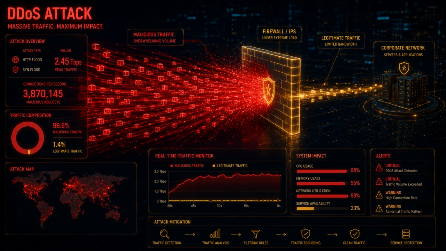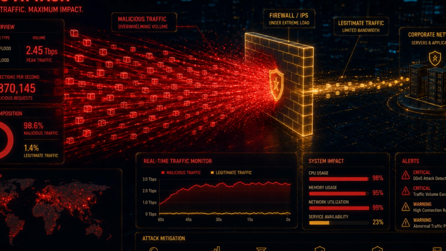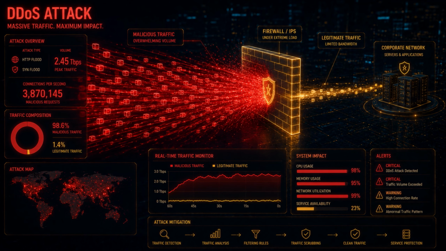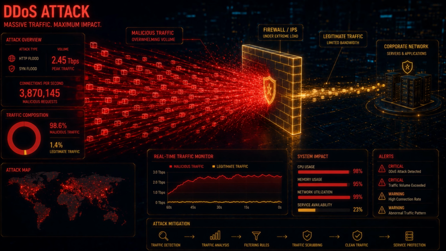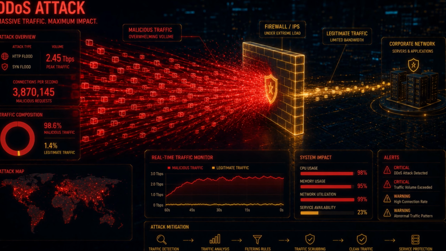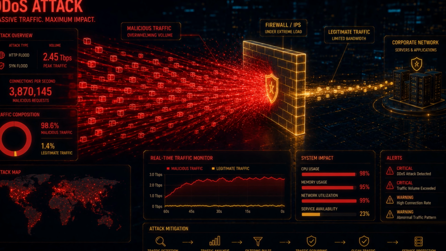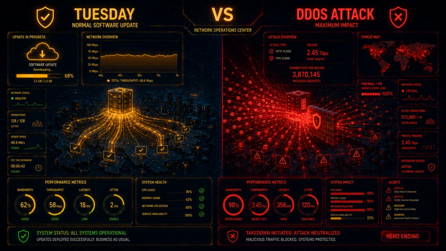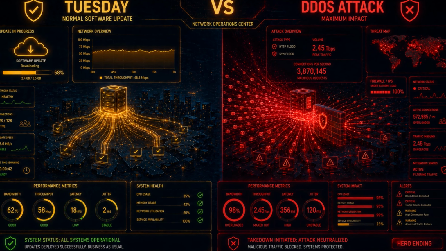Now imagine something very different. Thousands of infected computers suddenly flood your network with fake traffic. This is called a DDoS attack. Distributed denial of service. The goal isn't to steal data. It's to overwhelm the network so real users can't get through. Both situations make the network feel slow, but the causes are completely different.